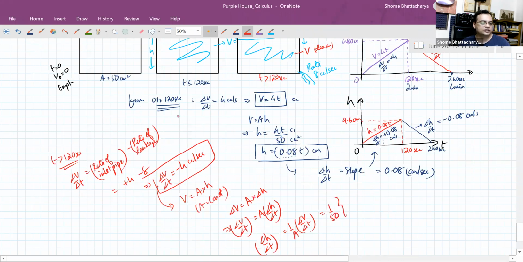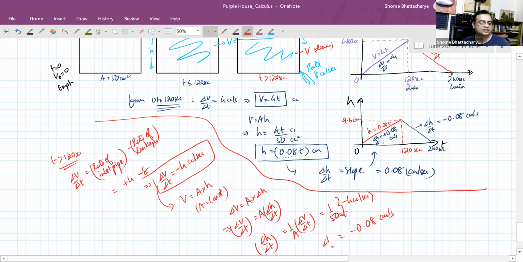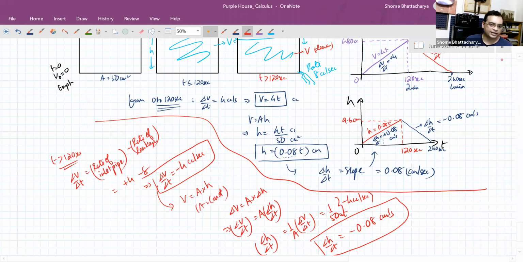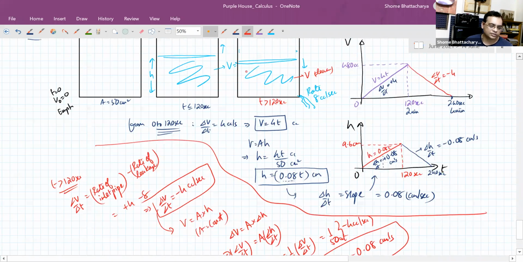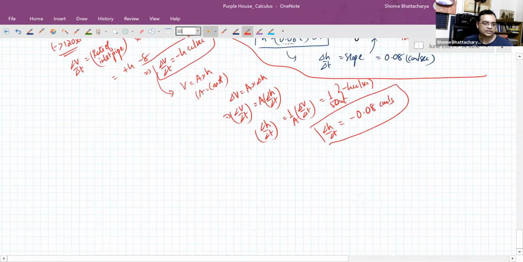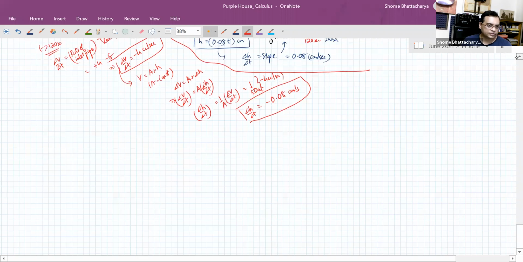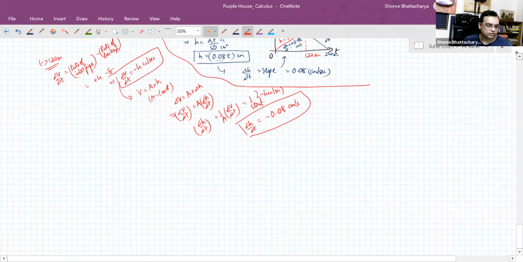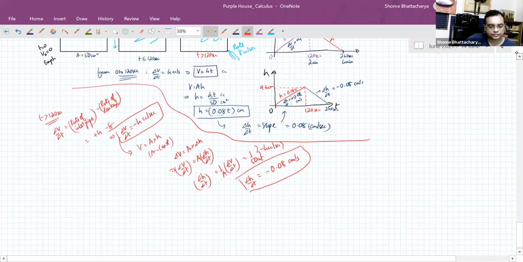Now for this second interval of time, this rate has become -4 cc per second, and that's why this has become minus 0.08 centimeters per second. So the height starts decreasing at the rate of 0.8 millimeters or 0.08 centimeters per second, whereas initially it was increasing at this rate. And now from these two graphs, you can answer all the questions. Whether you are asked the rate of change of the height or the value of the height at some time or anything like that, you can directly answer from the graphs. Is it clear?